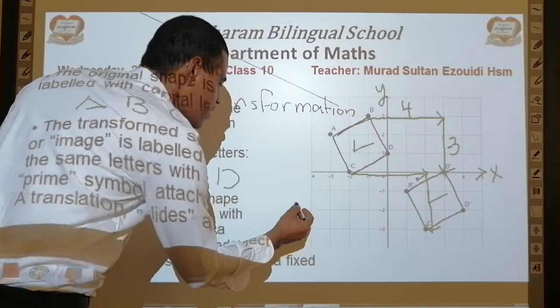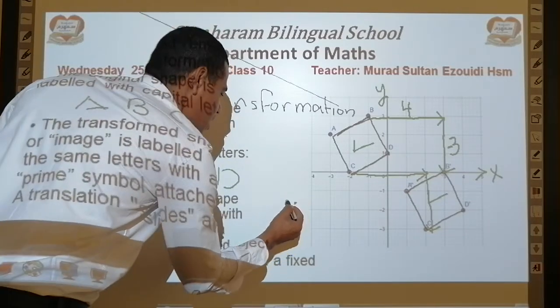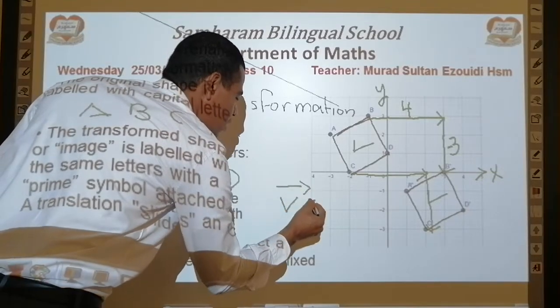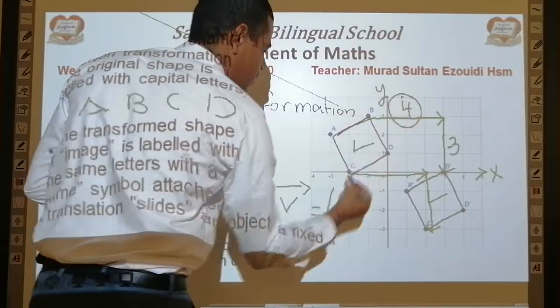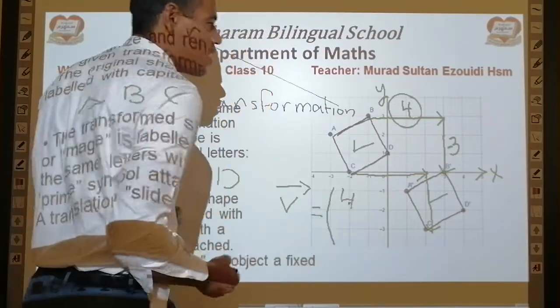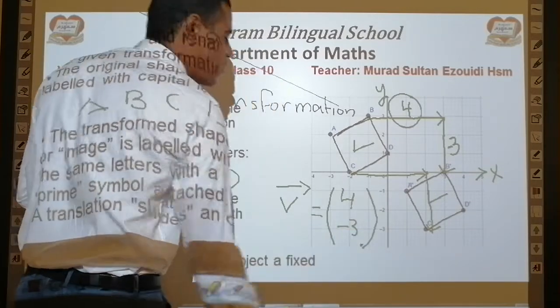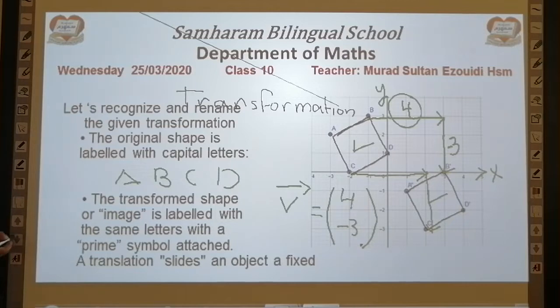So, what is the translation? What is the vector of translation? I will label it as V, of coordinates 4 units to the right in the direction of x, and negative 3, meaning 3 units down in the direction of y.